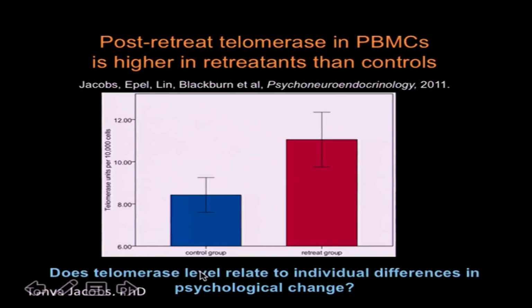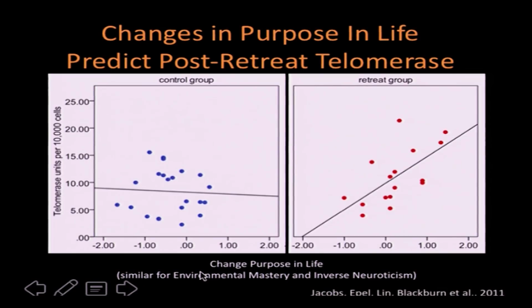But is this related to psychological change? Here you see, in the control group, this is change in a sense of purpose in life. Paul talked about purpose as one of the ingredients of well-being. In the control group, if your sense of purpose in life didn't change over 3 months, there's no relationship with the level of telomerase at the end of 3 months. In the retreat group, there's a strong relationship. But it also means that there are people who did a 900-hour intervention and their sense of purpose in life decreased.